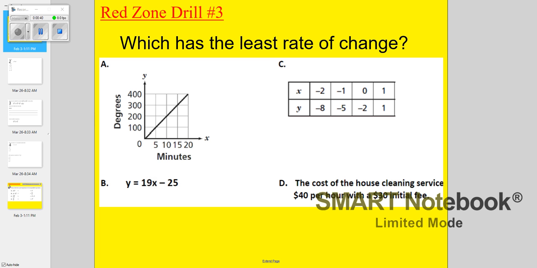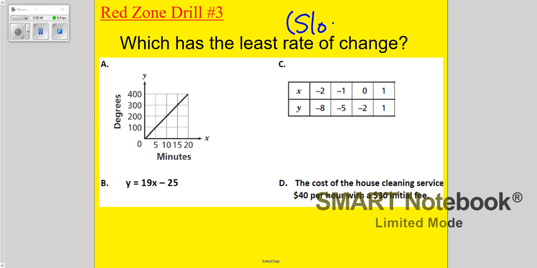Okay, so it says which one has the least rate of change, meaning we need to find the rate of change for each of them. Rate of change is another word for slope. So to find the slope in the graph, there's two ways, well, three ways. One way is to do rise over run. You need to pick two coordinates, count how much it's going up, count how much it's going over, write it as a fraction, simplify it.